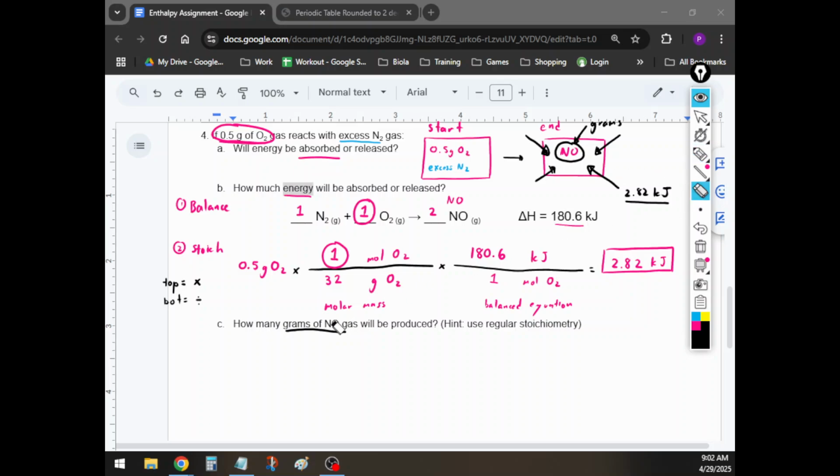Okay, so this is just regular stoichiometry. So I'm going to show you guys how to set up the fractions for this. Okay, so we're going to take the same starting number. So it's 0.5 grams of O2. So let's write down 0.5 grams of O2.